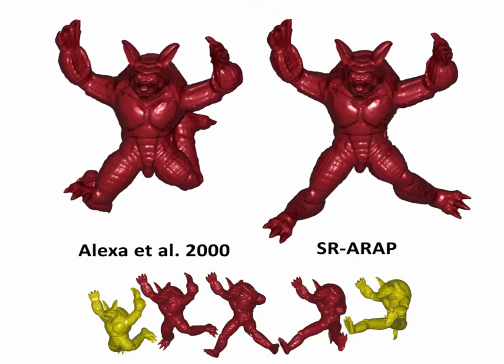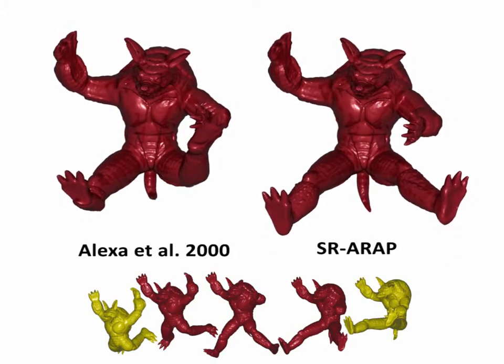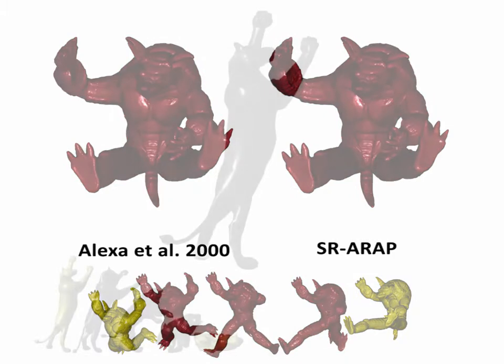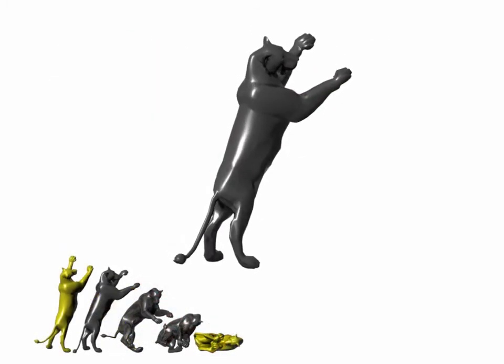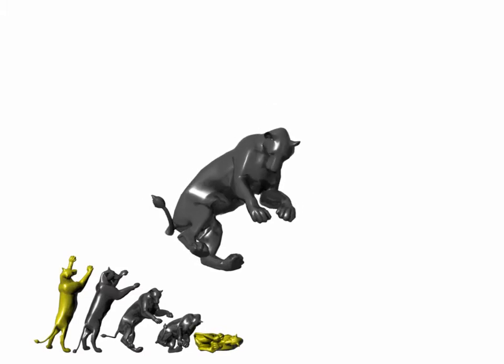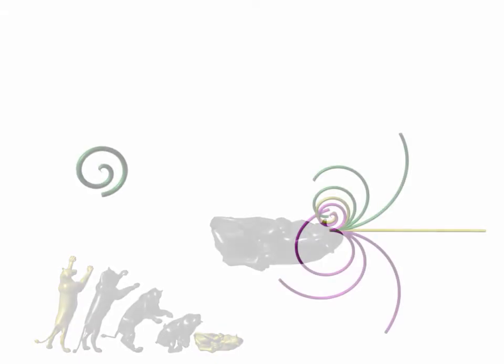We also propose a new as-rigid-as-possible shape interpolation method that is superior to prior art based on the as-rigid-as-possible energy. Source meshes are in yellow. Pink meshes are extrapolated poses which cannot be achieved using Chow et al.'s technique.